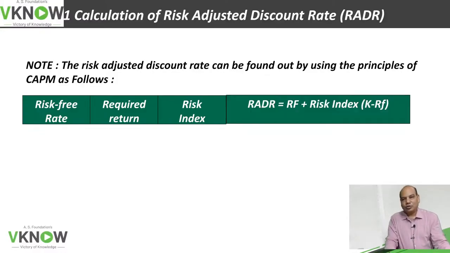So I need to find out the required return as per CAPM. First column, write risk-free rate. Second column, write required return. Third column, write risk index. Fourth column, RADR. RADR will be equal to RF plus risk index into (K minus RF).